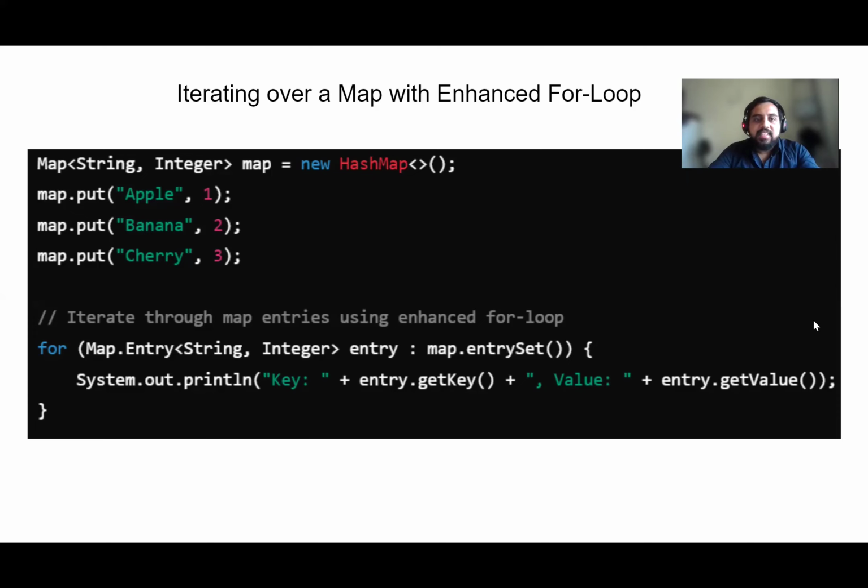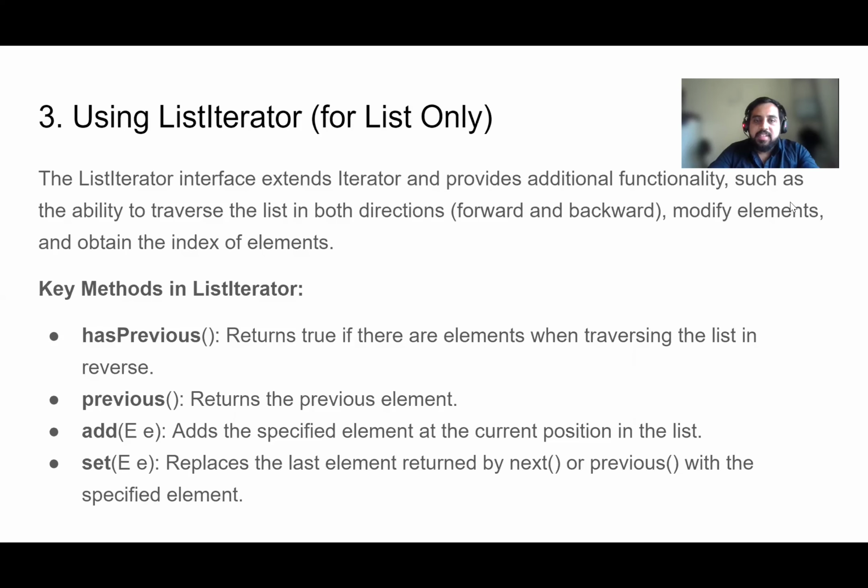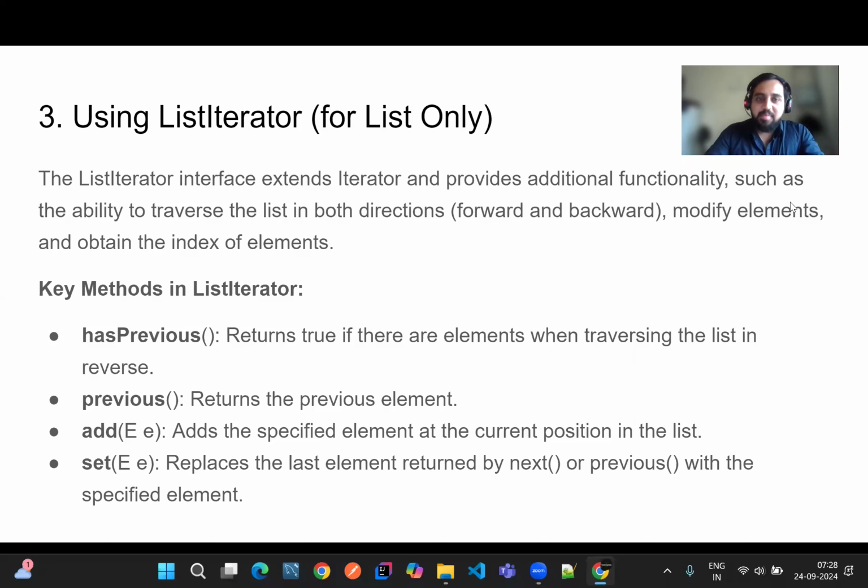Okay, let's see the third method, that is using a ListIterator, and this is for lists only. The ListIterator interface extends Iterator and provides additional functionality, such as the ability to traverse a list in both directions, forward and backward, modifying elements, and obtaining the index of elements. Like we already saw, Iterator is used to iterate through elements, and modification of an individual element is allowed. ListIterator extends Iterator and also provides additional functionality.